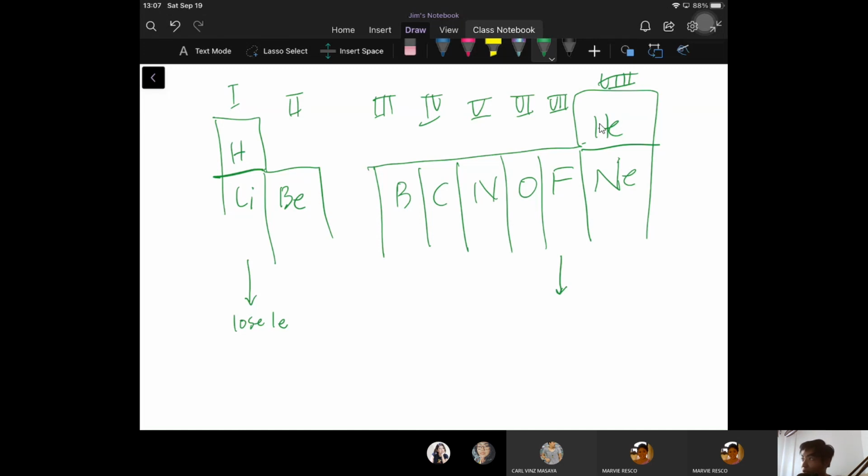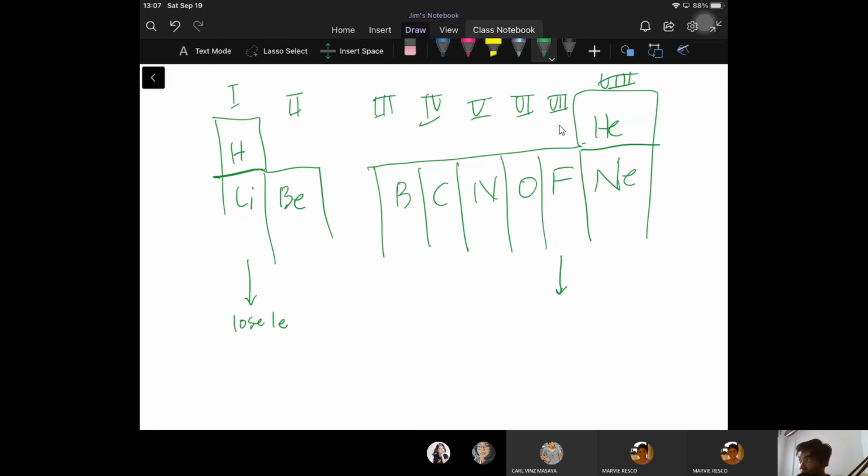Kasi kung gusto niya maging helium, ilang steps yung kailangan niya gawin paatras? 1, 2, 3, 4, 5, 6, 7. So that means it will lose 7 electrons para maging helium siya. In contrary, isang step lang siya papunta kay neon pag tumanggap siya ng isang electron.